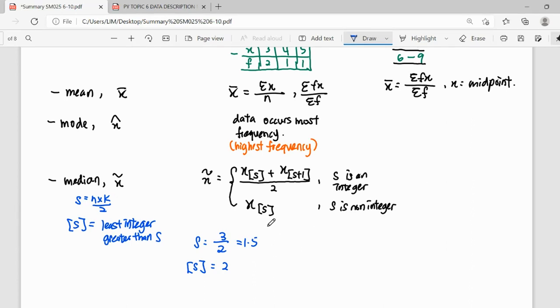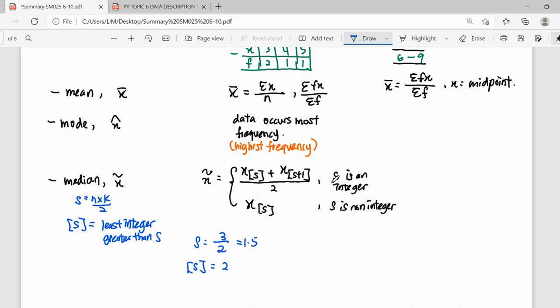So when your S is not an integer, like 1.5, which is not an integer, you can refer to SM1 topic 1, what is an integer or not an integer. When you get your S where it's not an integer, we just read the data at the least integer greater than S, which means you are going to read the data number 2.